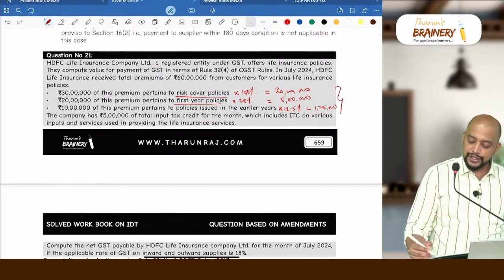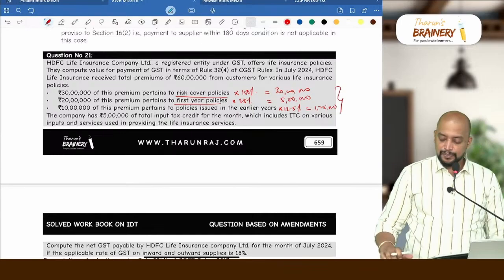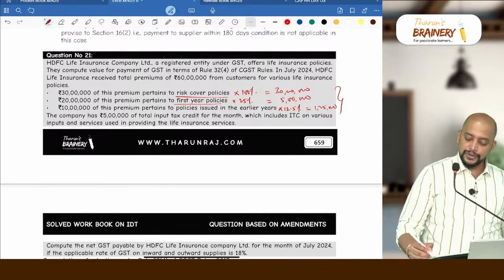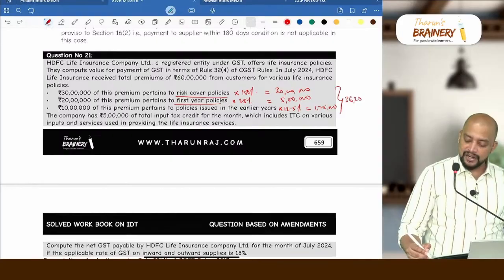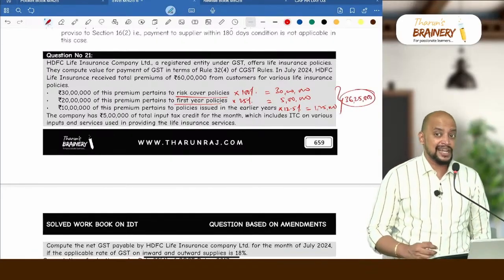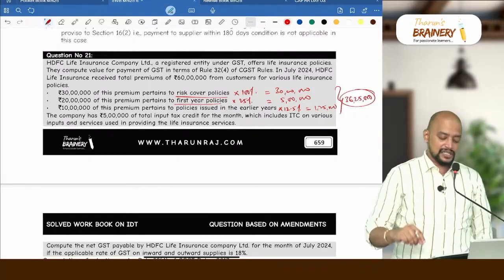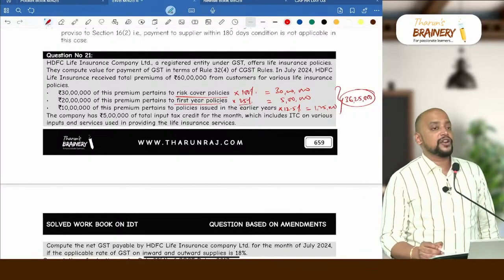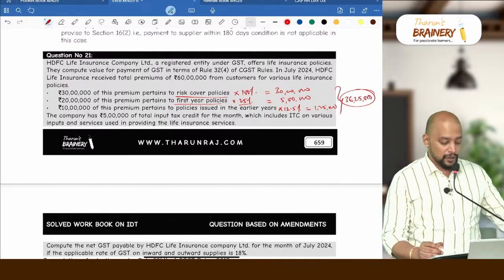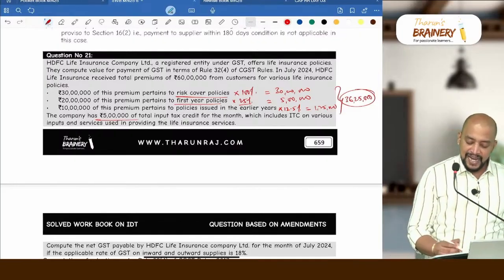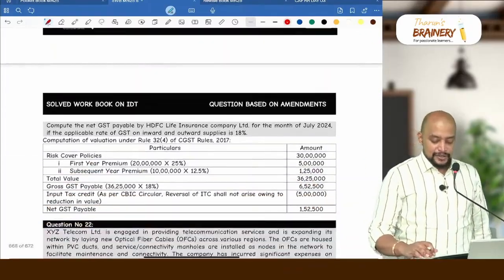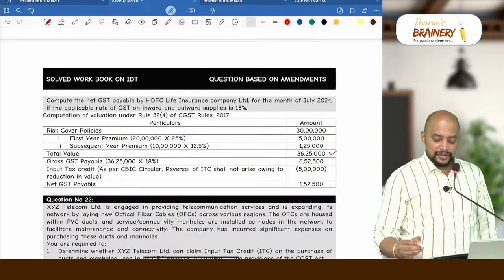1,25,000. Now you see the total of this. 30 lakhs plus 5 lakhs plus 1,25,000 will come to 36,25,000. So this 36,25,000 should be taken as the value, and GST will be payable on it. Now the point is, the remaining 75% we are not paying. Can we consider it as exempted? No. So the company has 5 lakh of total ITC. Can they enjoy the total ITC? Yes.